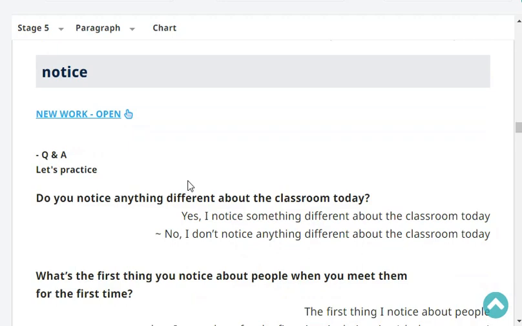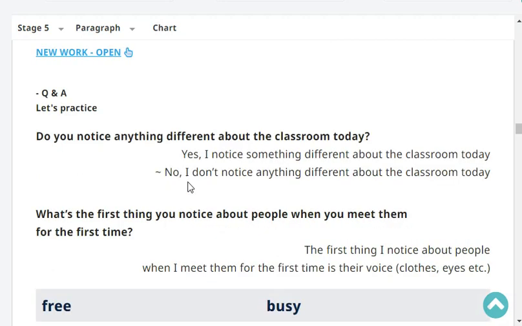Do you notice anything different about the classroom today? Yes or no? No, I don't notice anything different about the classroom today.